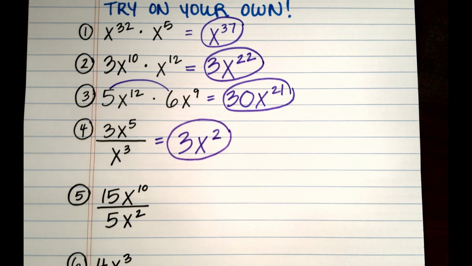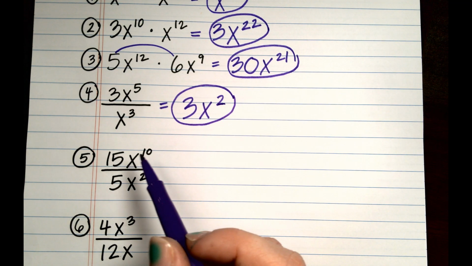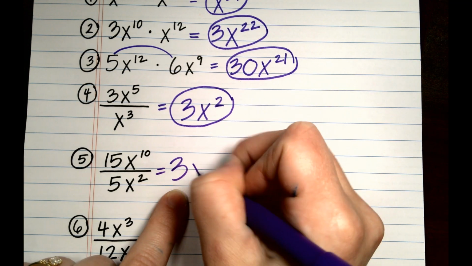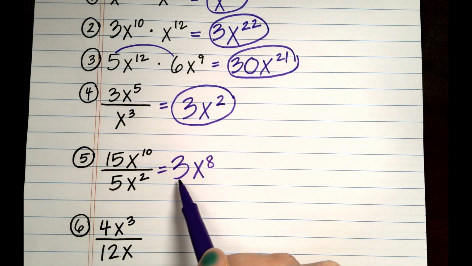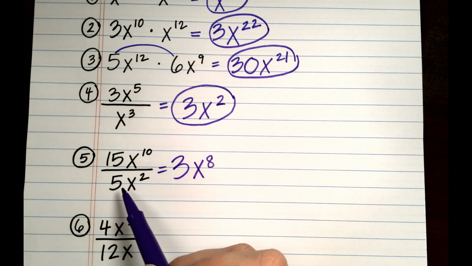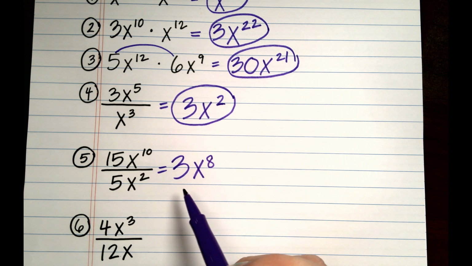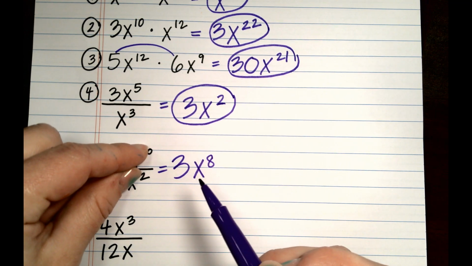How about number 5? 3x to the 8th power. How do we get 3? Yeah, 15 divided by 5. We divide our whole numbers first. Then, this is where it gets tricky, is remembering to go from division to subtraction.